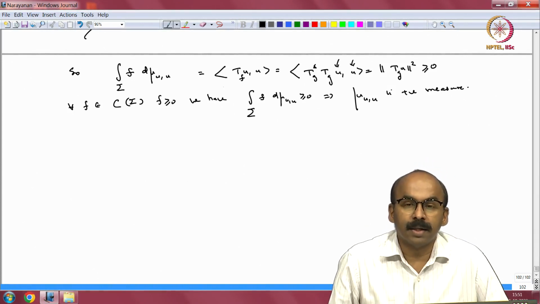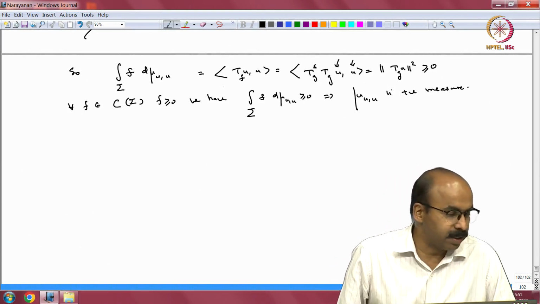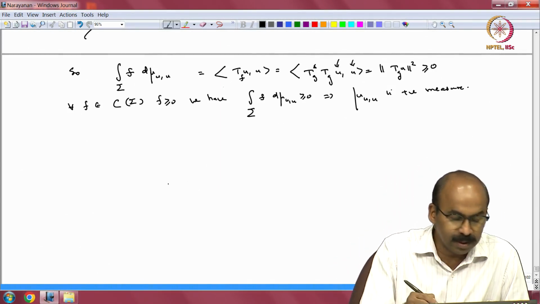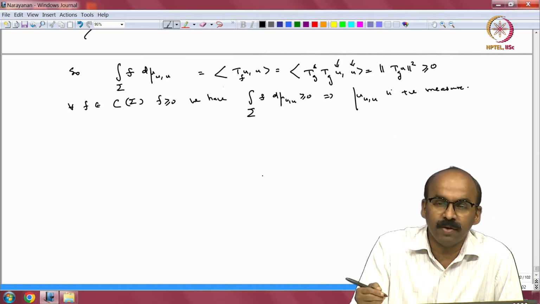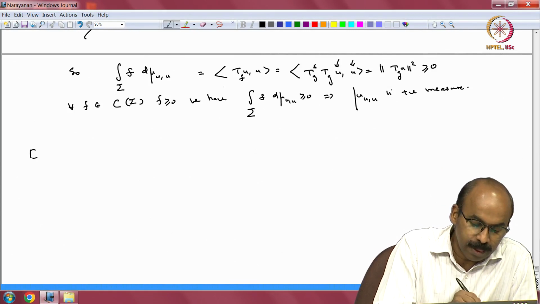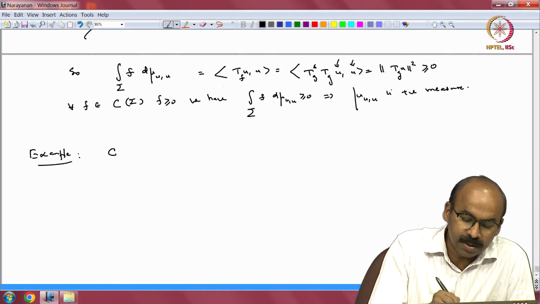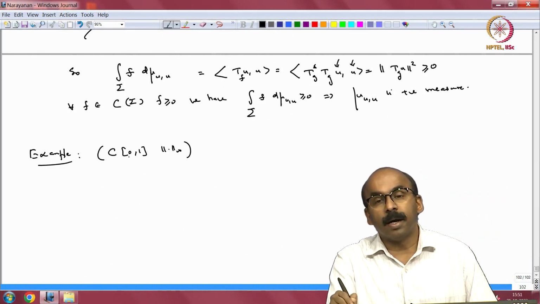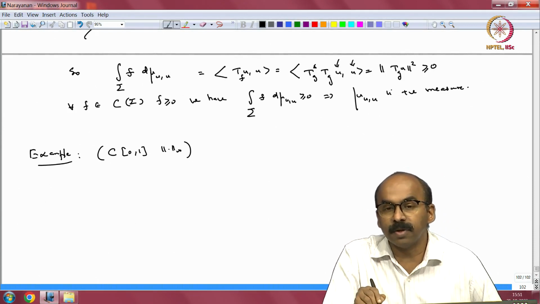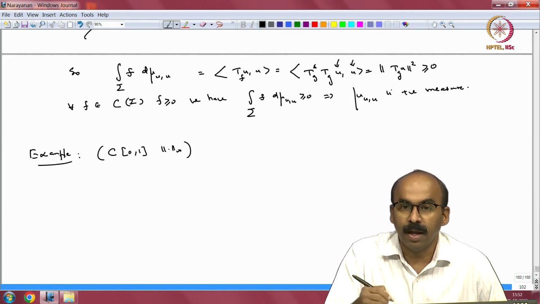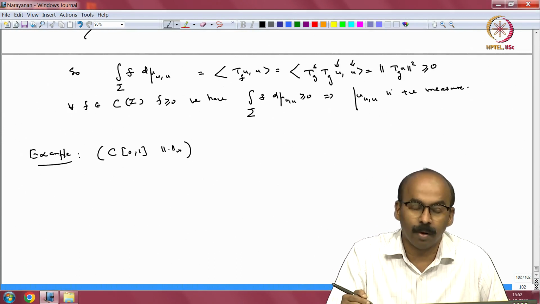So, we have proved some basic properties of these measures. Before we go further, let us look at some example where this is easily demonstrated, so that you see what is happening, okay. Example: look at C[0,1], with respect to the supremum norm, and that is obviously a commutative C star algebra with identity, right. After all, it is continuous functions on a compact Hausdorff space, right. So, any commutative C star algebra is of this form, okay.